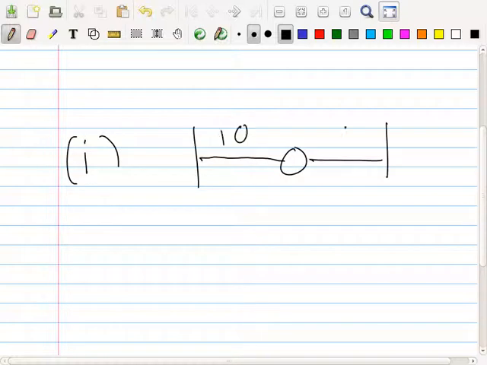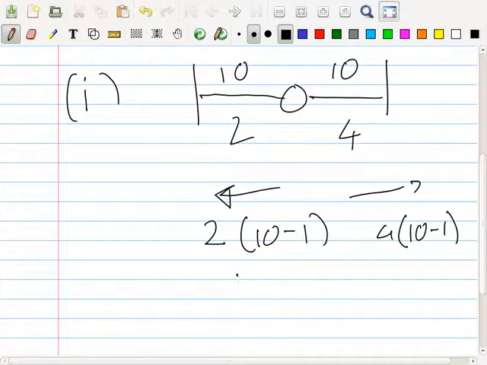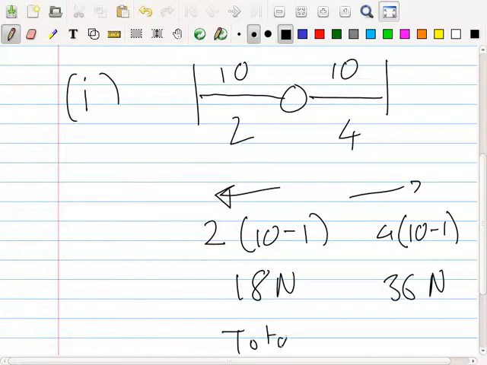Part 1: it's exactly in the middle, so 10 and 10, and the k's are 2 and 4. So the force to the left would equal 2 times 10 minus 1, and here it'll be 4 times 10 minus 1. So that's 18 newtons left, 36 newtons right. So the total equals 18 newtons to the right.